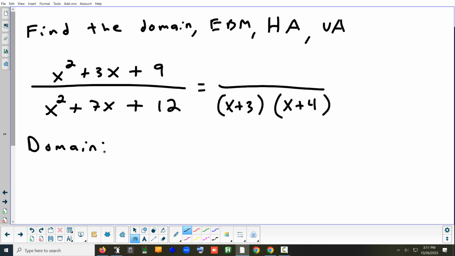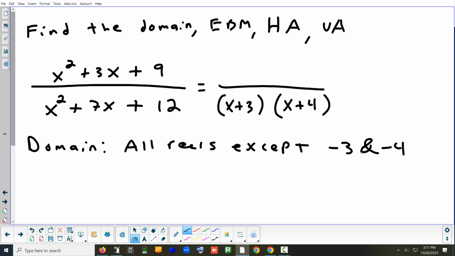Okay, what values of x are you allowed to use? Anything that's not negative 3 or negative 4. So all reals except negative 3 and negative 4.